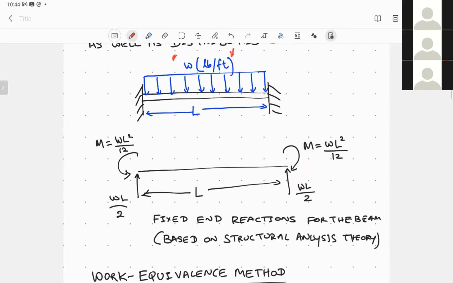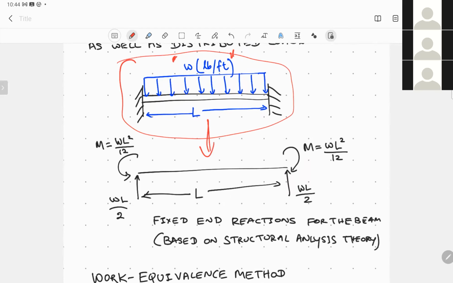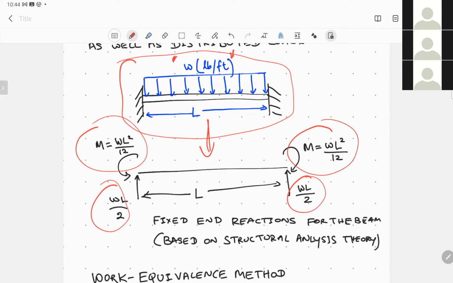loads. So this total load can be represented by breaking it into, let's say, nodal loads, where the total load can be described by two nodal loads given by WL by 2 at the very ends, as well as two bending moments described using these equations based on structural analysis theory. So the distributed load can be transformed into nodal loads in this formation.